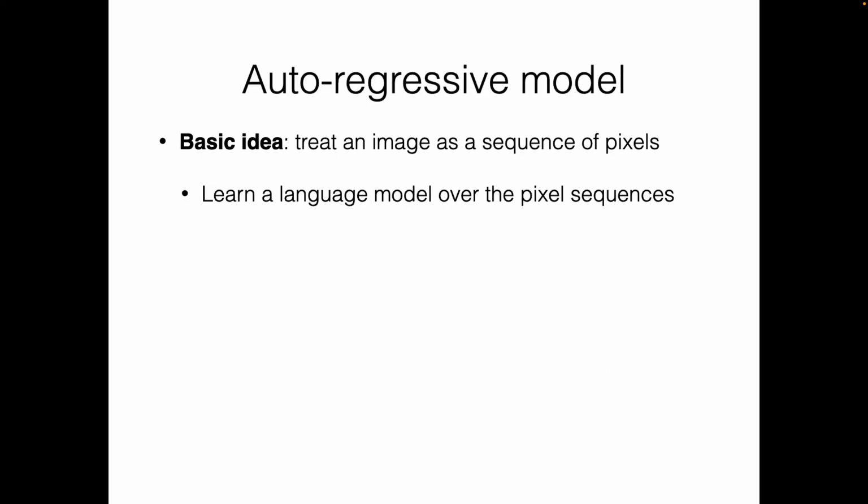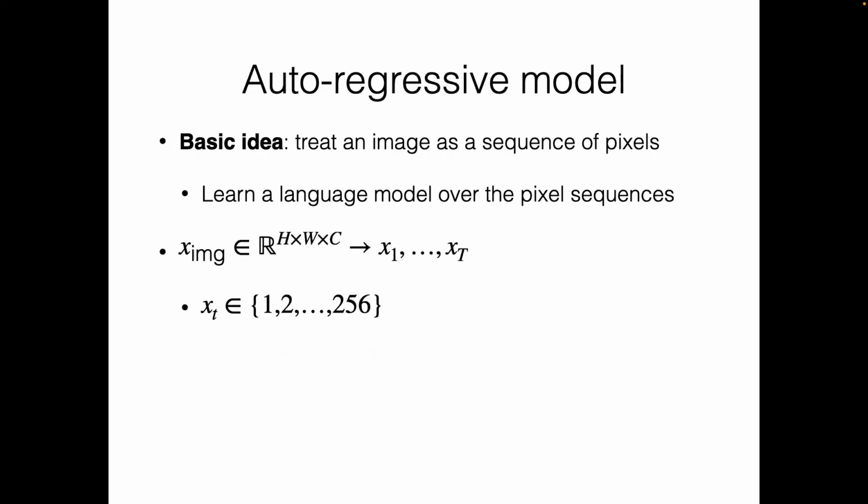Okay, so let's go to the first strategy. Here we're going to treat the image as a sequence of pixels and then just learn a language model over the pixel sequences. Specifically, let's say we take an image, and if you remember, it has a height dimension, a width dimension, and channels. Let's just turn the entire thing into a long sequence. Each element of the sequence will be some number between 1 and 256, corresponding to the RGB pixel values.